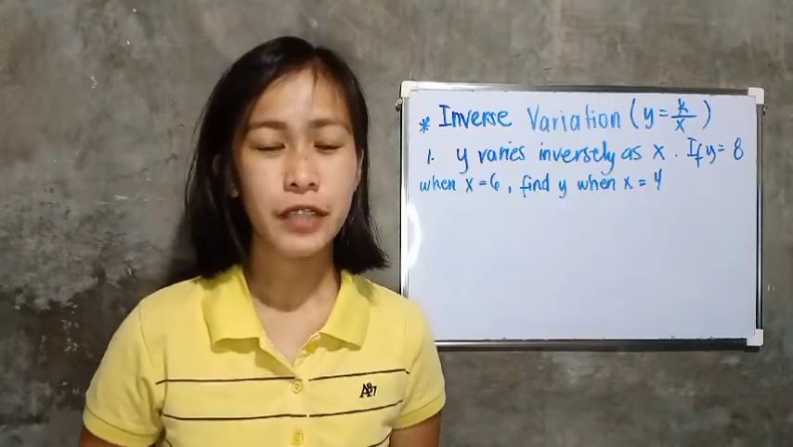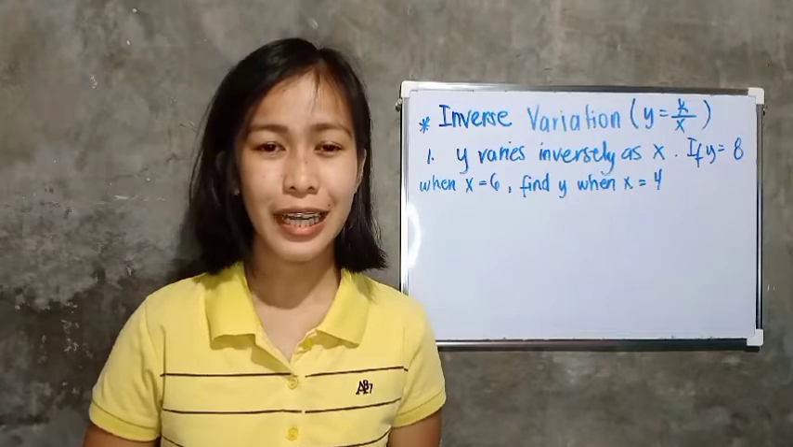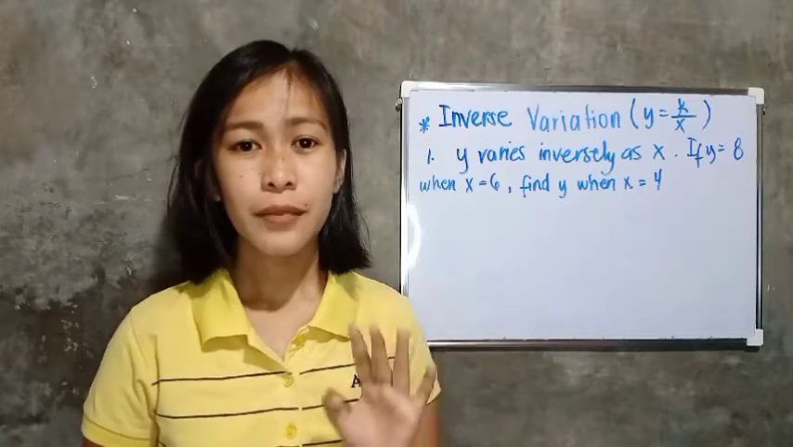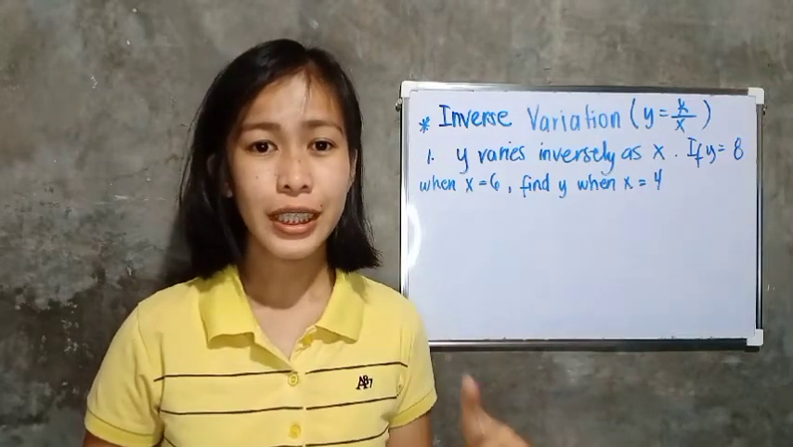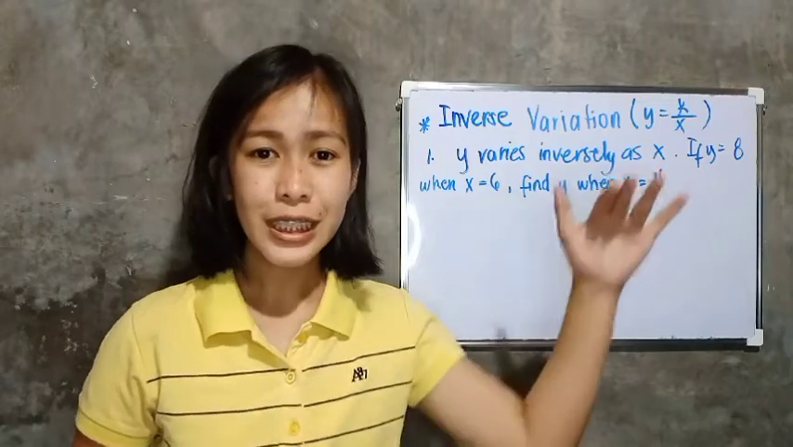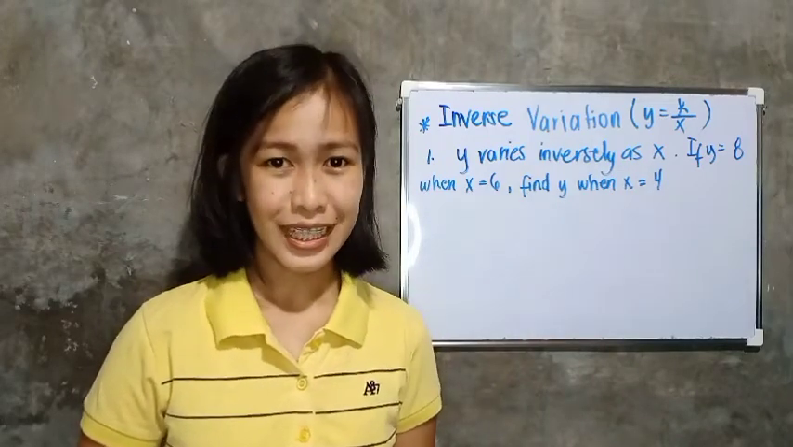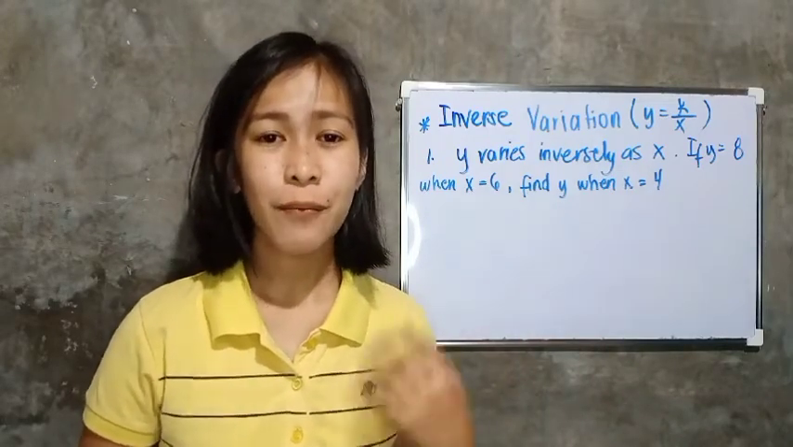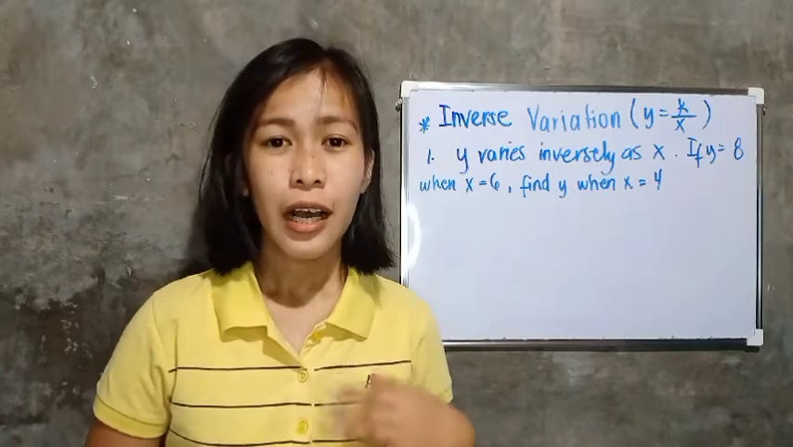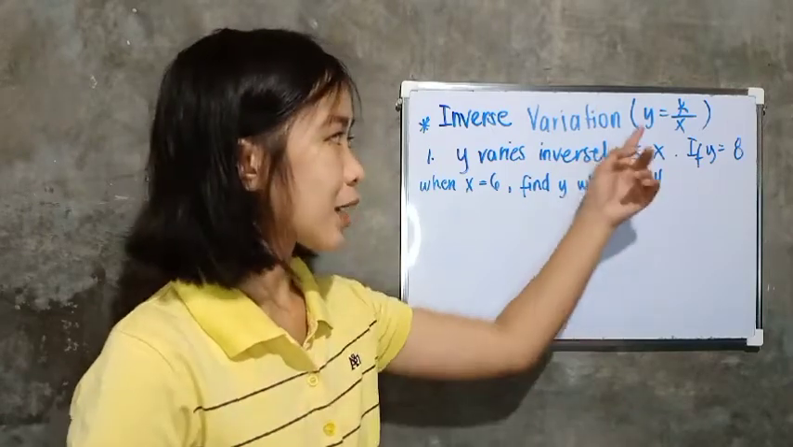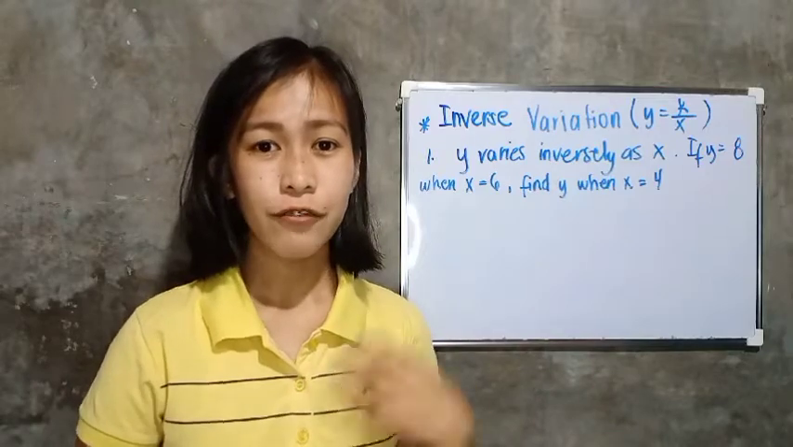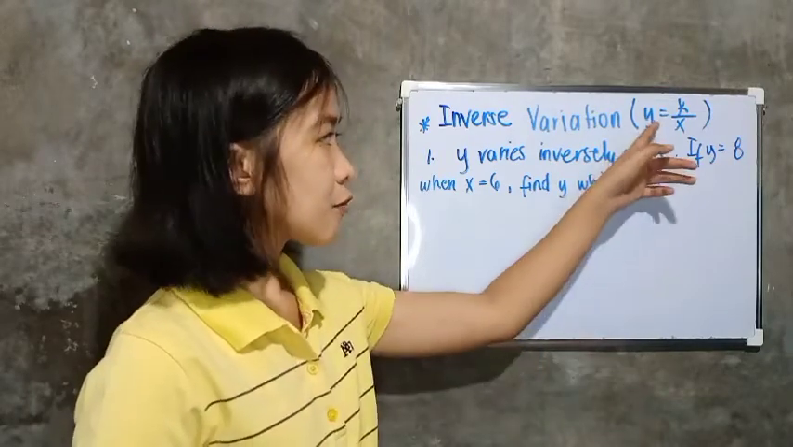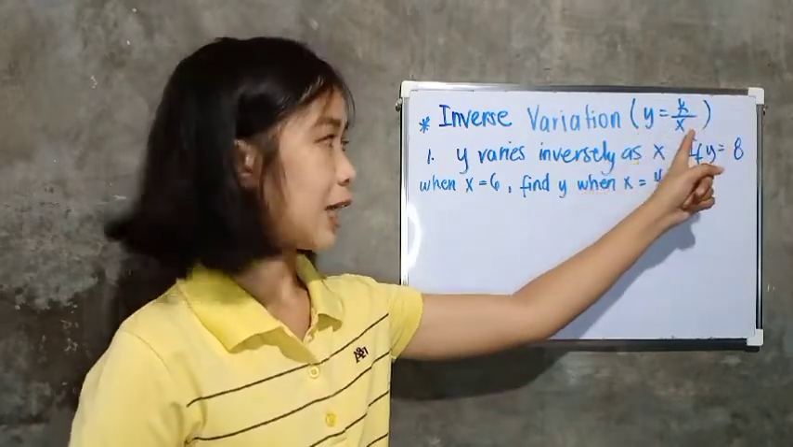Okay, so next we are going to move on to inverse variation. So, ano nga ba ang definition ng inverse variation? Balikan lang natin. When one decreases, the other increases. Or vice versa, when one increases, the other decreases. Okay? So, this is just the same process with direct variation. Medyo magkaiba lang kasi magkaiba na tayo ng formula na gagamitin, which is y varies inversely as x.